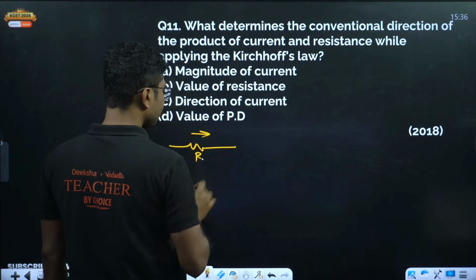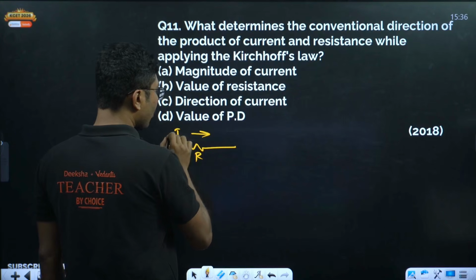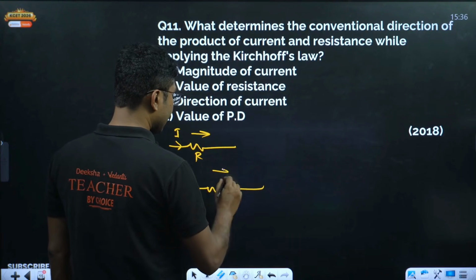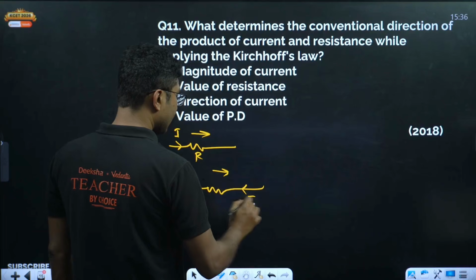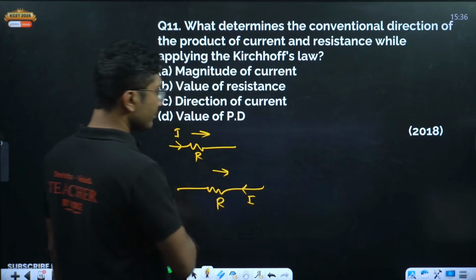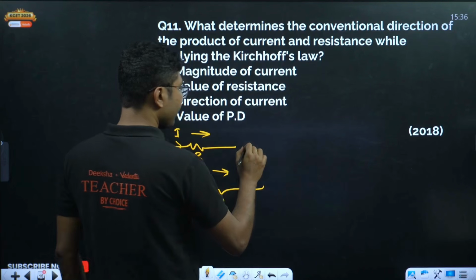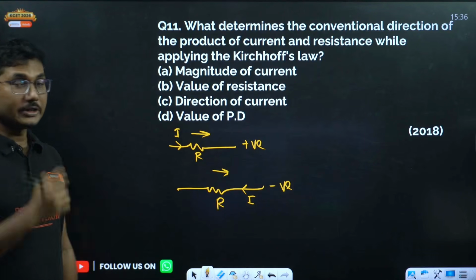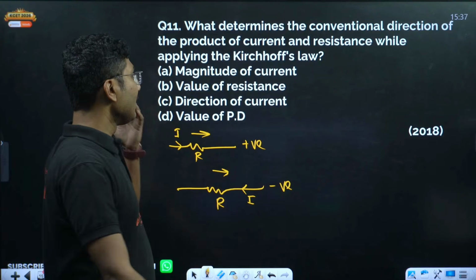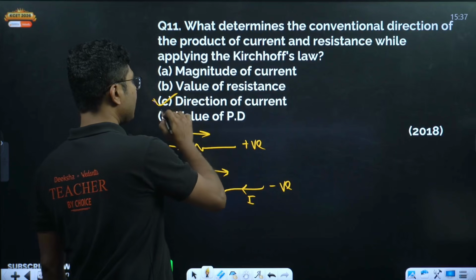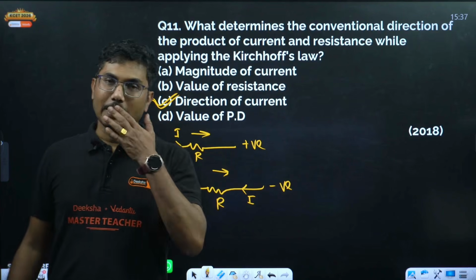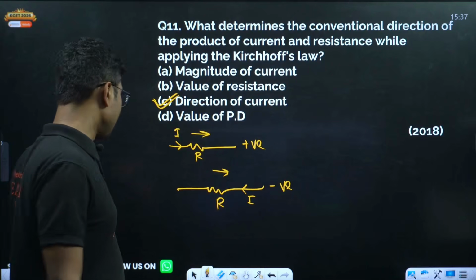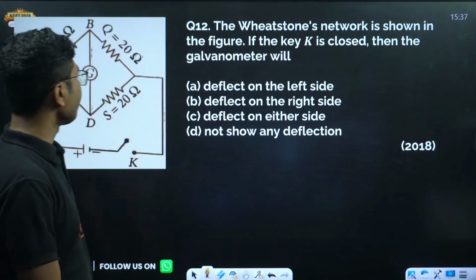If we go in the direction of current, we take positive. If we are going in this direction, current is passing in the opposite direction. Our loop goes in this direction. So this is positive, this is negative, right? So when you go in the opposite direction of the current, we take negative. So that means direction of current is important while determining positive or negative value in case of applying Kirchhoff's voltage laws, right? Now next question.